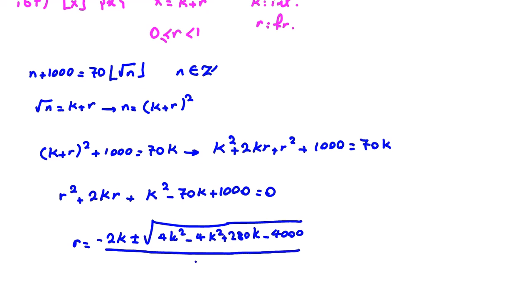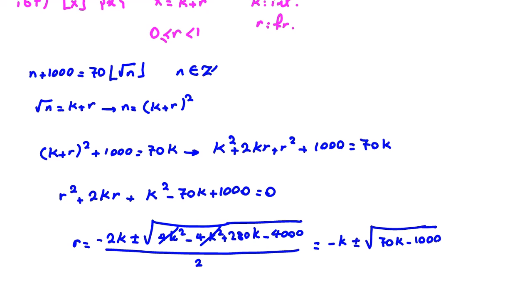All over 2. So we can simplify. We can divide both numerator and denominator by 2, plus minus inside the square root. You should divide by 4. So it will be 70k minus 1000. Okay, so it is what?